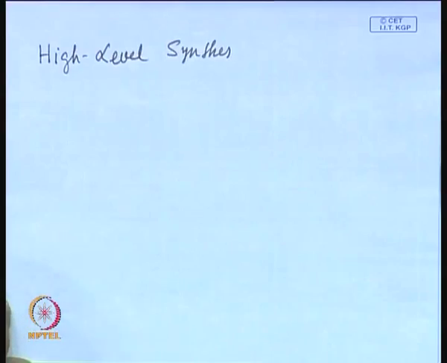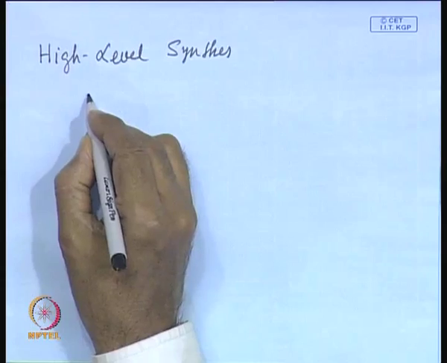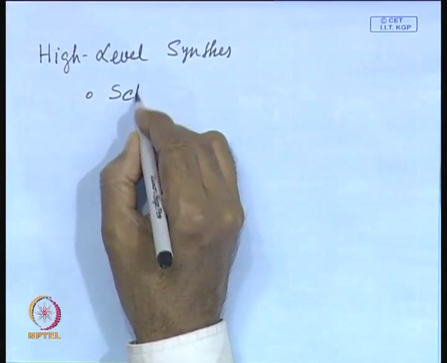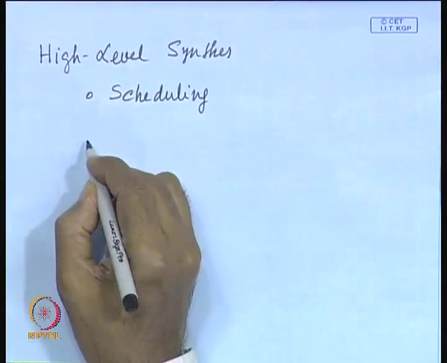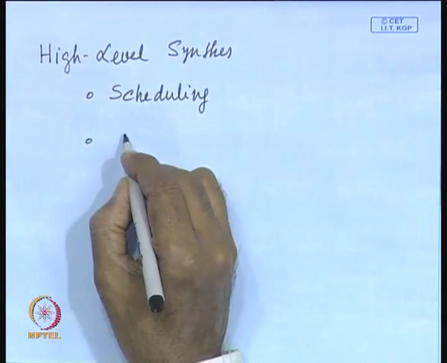As you know, synthesis of digital circuits involves a number of steps. One of them is high level synthesis, followed by logic synthesis, then followed by layout synthesis. In high level synthesis there are two basic steps. Number one is scheduling, and the second step is allocation.